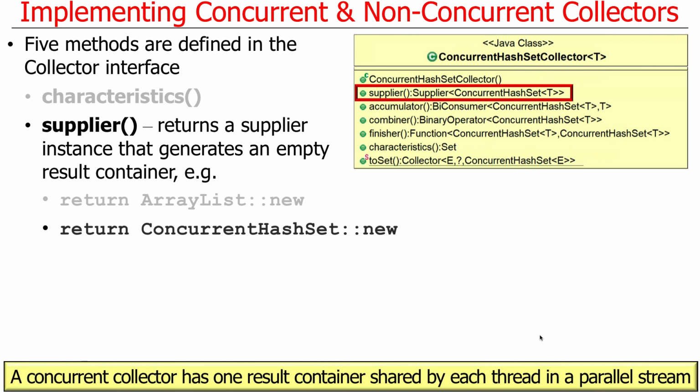Conversely, if we're doing a concurrent collector, then we probably want to return something more interesting. So in this case, we're going to return a new concurrent hash set. And that's going to have one result container that's shared by each thread in a parallel stream. Any questions about that?